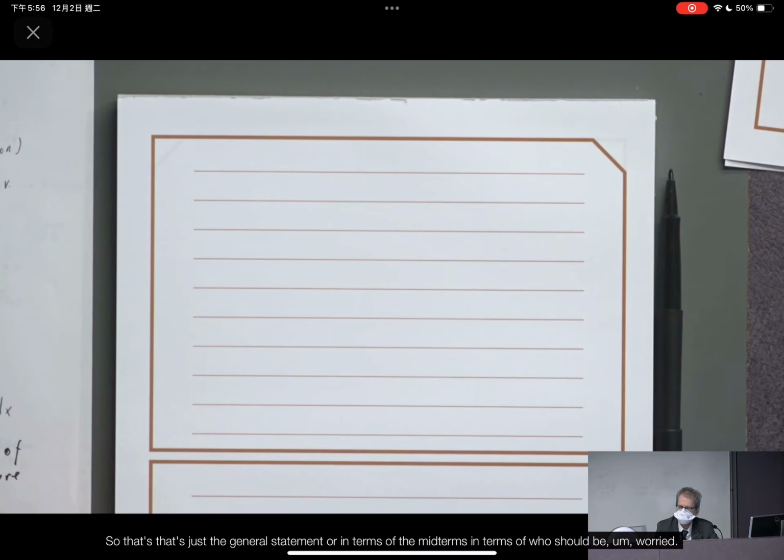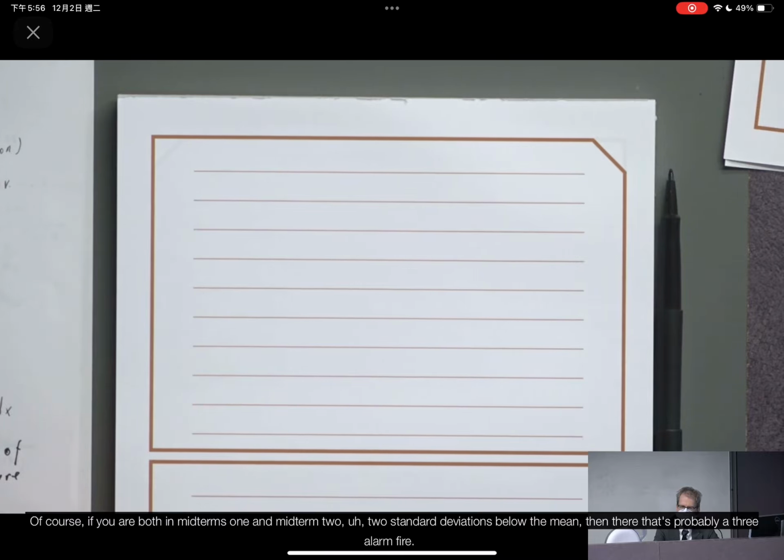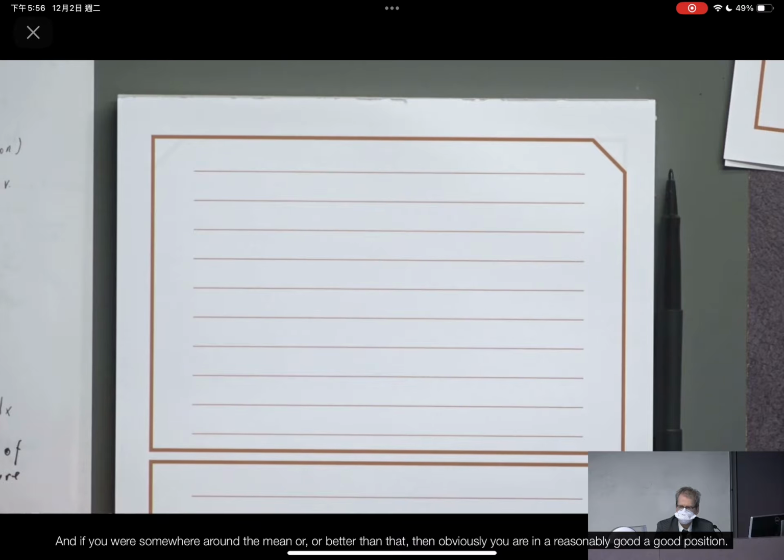In terms of who should be worried, you, of course, can consider the fact that the grading is essentially going to happen on the curve. And so you should probably look less at your absolute point measure, but rather at where you are relative to the mean and the variance. Of course, if you are in both midterm 1 and midterm 2 two standard deviations below the mean, then that's probably a 3-alarm fire. And if you are somewhere around the mean or better than that, then obviously you are in a reasonably good position.